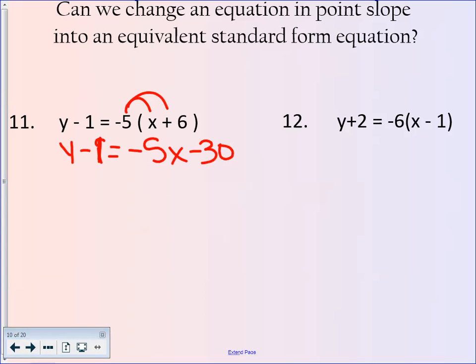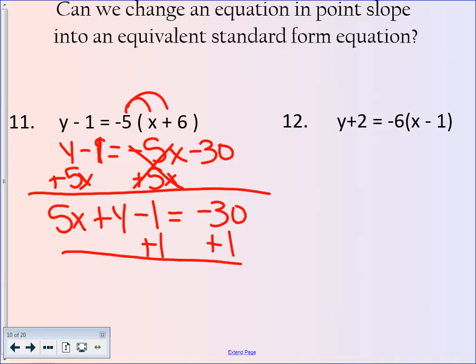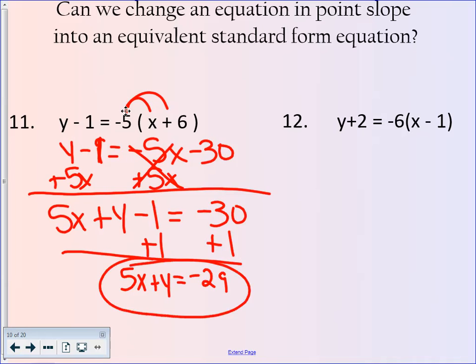Okay? I need x and y on the same side, so that means the 5x needs to be moved over. So now I have 5x plus y minus 1 equals negative 30. But this minus 1 can't be on the same side as x and y, so I need to add it over. So now my equation is 5x plus y equals negative 29. All right, you guys try the next one.